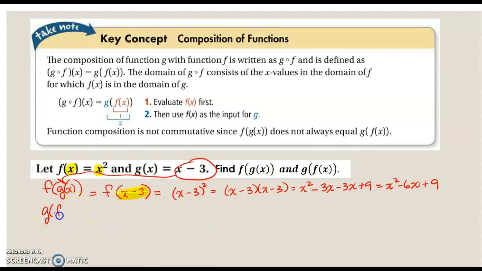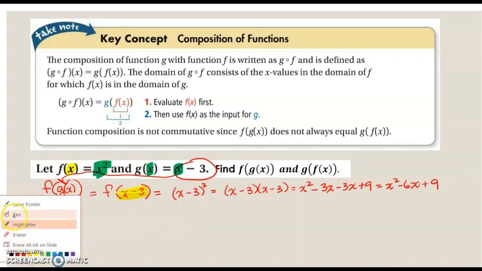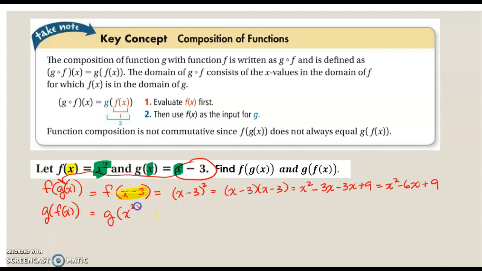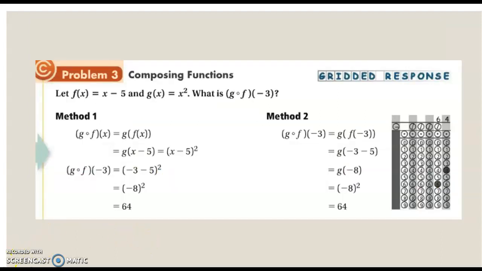G of f of x does exactly the same thing, except this time you're going to take the f of x, this x squared, and you're going to put it in wherever you see an x in g. So that's going to be g of x squared. And when you substitute that in, you get x squared minus 3. Because it's just a direct substitution right in there. So not too tough.